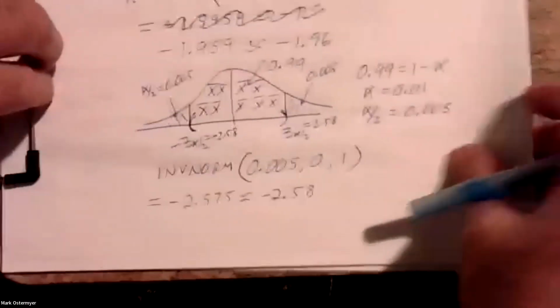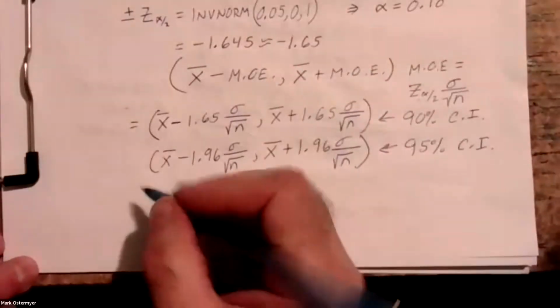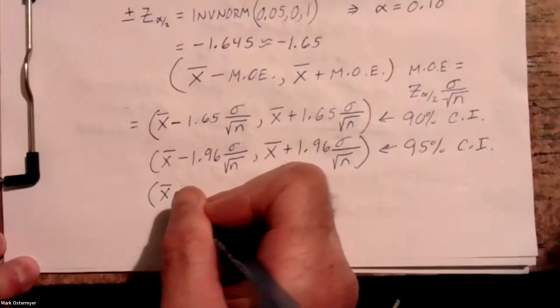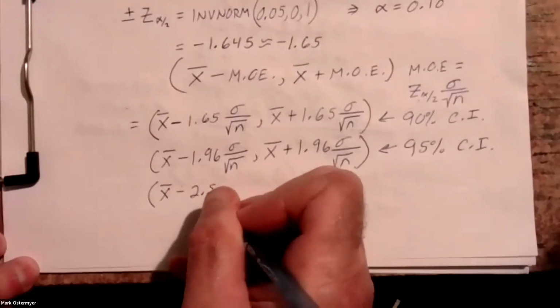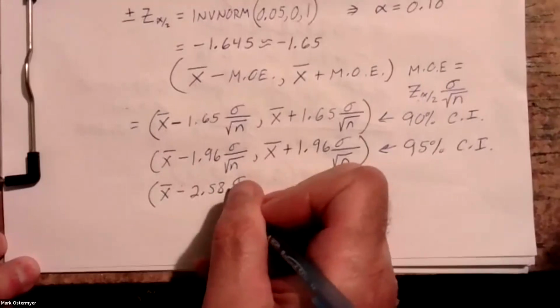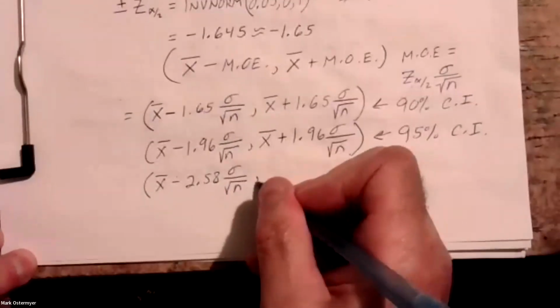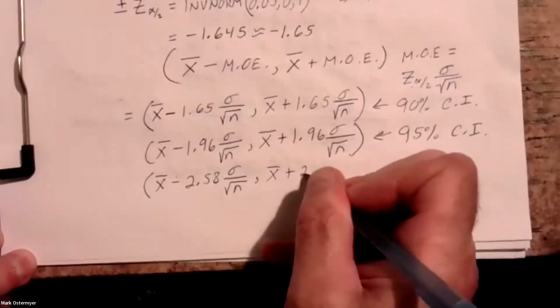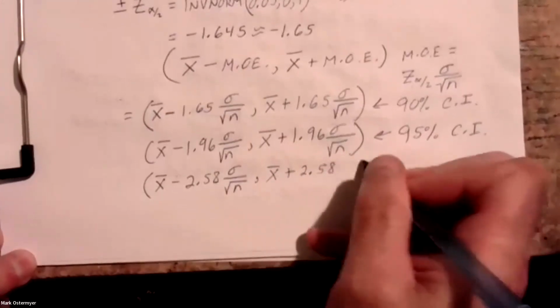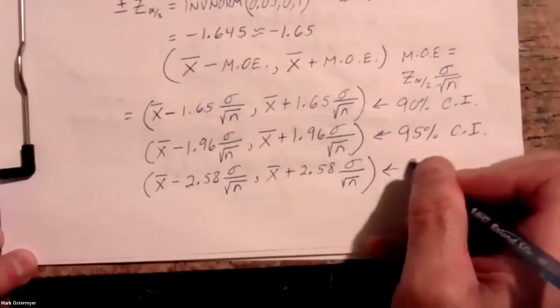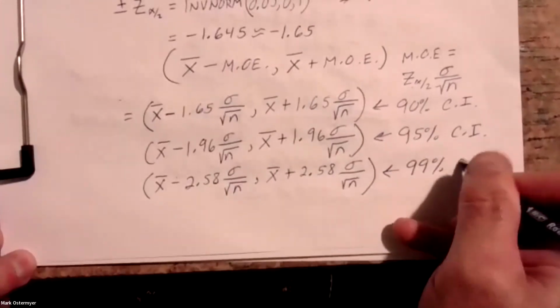All right, so therefore, I'm going to build a 99% confidence interval. What's it going to look like? It's going to look like this. Your sample mean minus 2.58 times the standard deviation of your population divided by the square root of the sample size, up to the sample mean plus 2.58 times the same quantity. This is a 99% confidence interval.